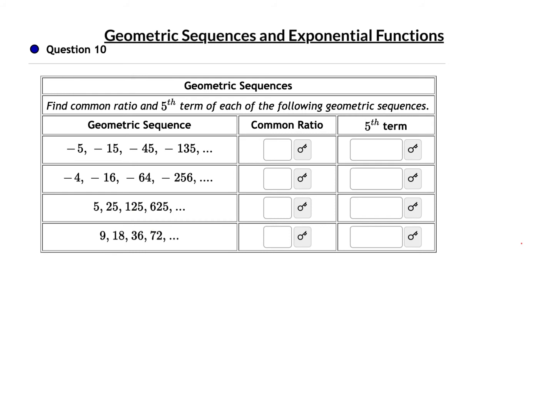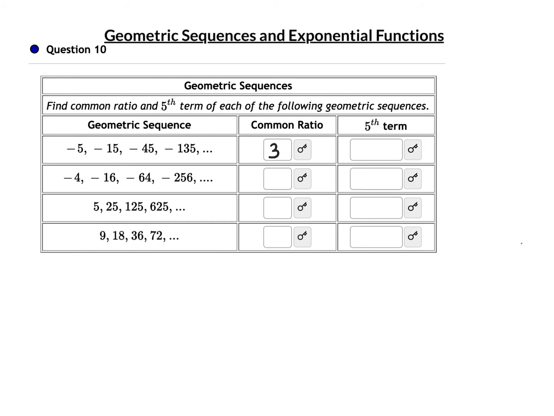Question 10 is review. Notice how close these equations are to what we do with exponential equations. Common ratio is current divided by previous. It's the 1 plus r in an exponential equation. Here, negative 15 divided by negative 5, or negative 45 divided by negative 15. Every case, it makes 3.